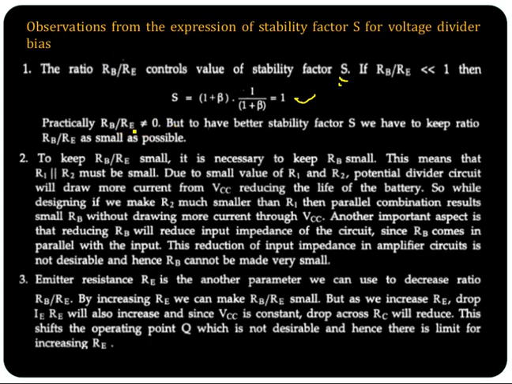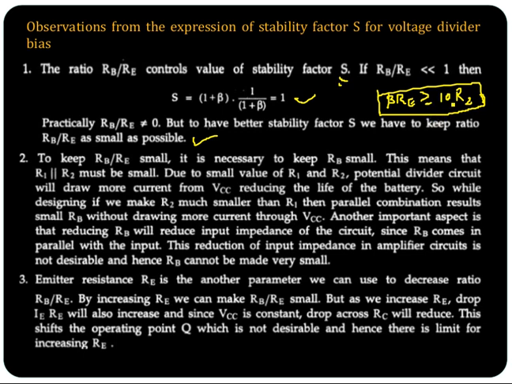So practically this RB by RE is not equal to 0. But to have better stability factor, we have to keep this ratio as small as possible. So I think you remember the condition when we did the approximate analysis, that is beta RE should be greater than or equal to 10 times R2. We see that this condition was applied when we did the problems and verified, isn't it? If this is greater than 10 R2, then the analysis is independent of beta. The approximate analysis is valid, isn't it? We have already done that.